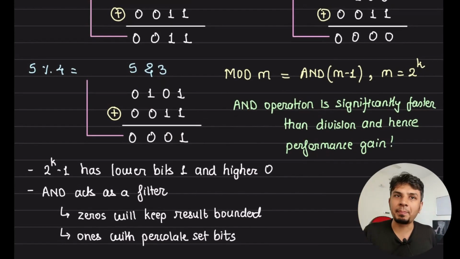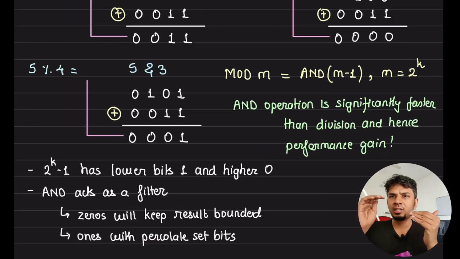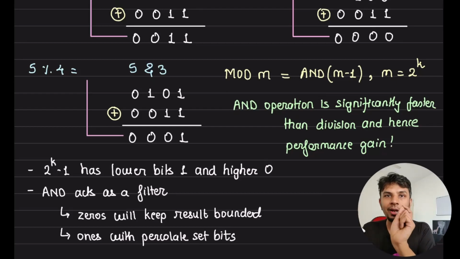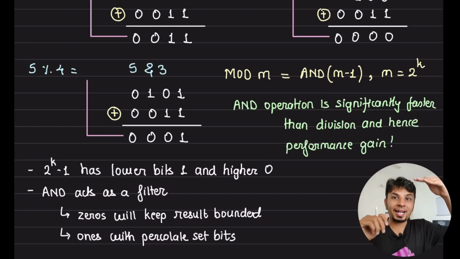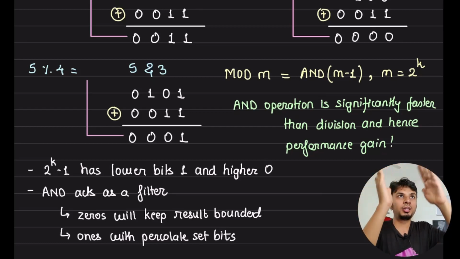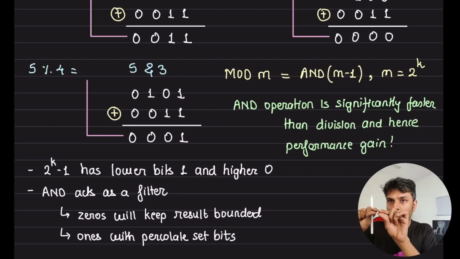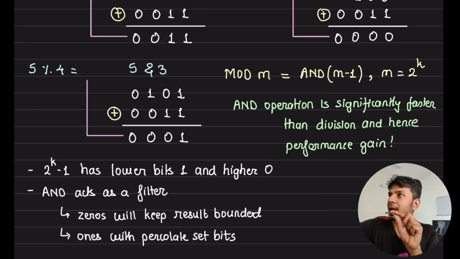But why is this happening? Because for a number which is 2 raised to k minus 1, like 3, 7, 15, the lower bits are all 1, higher bits are all 0. And the AND operation acts as a filter, right? So the higher bits which are 0 would always result in 0. The lower bits that are all 1s would act as a filter. Wherever the 1 is set, it would bring it down as is.